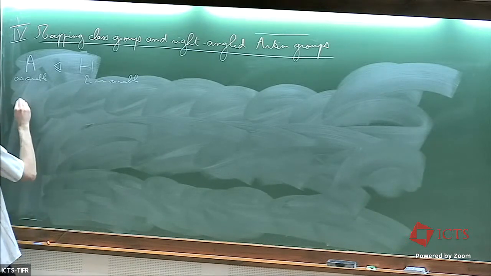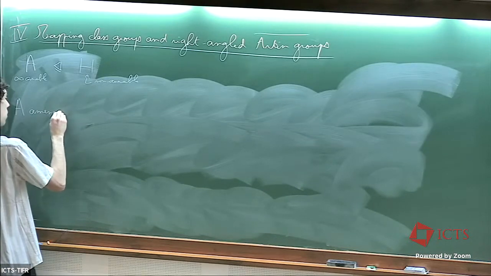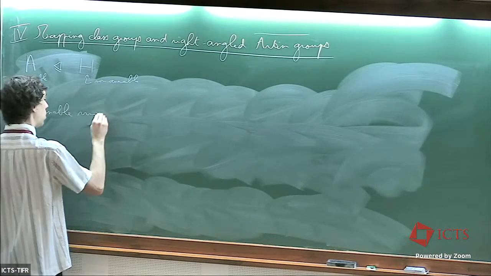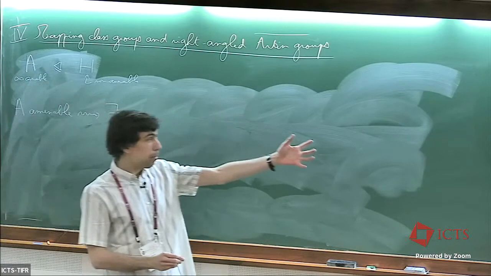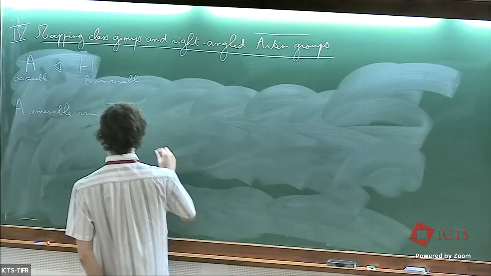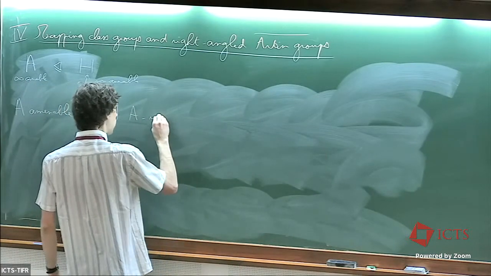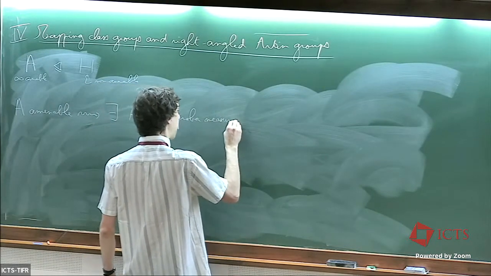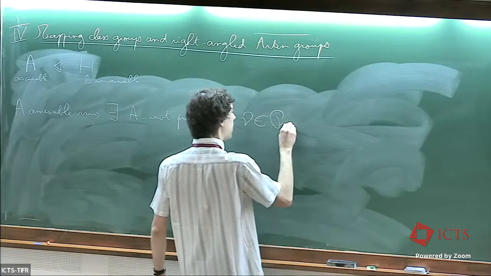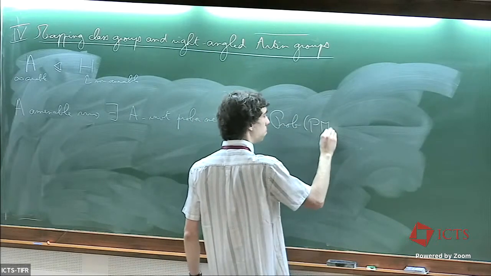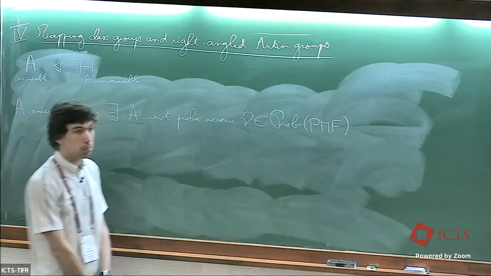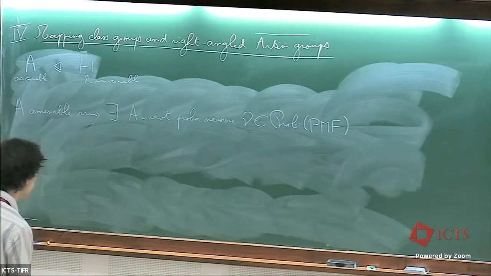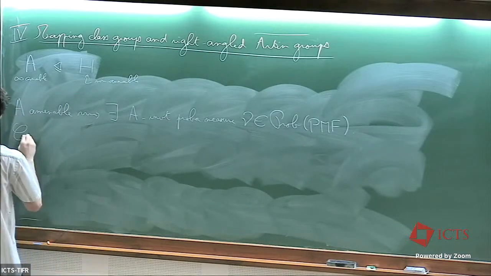So since A is amenable, and I have an action on a compact space, I have an A-invariant probability measure ν on the compact space. Okay, and now there are two cases.